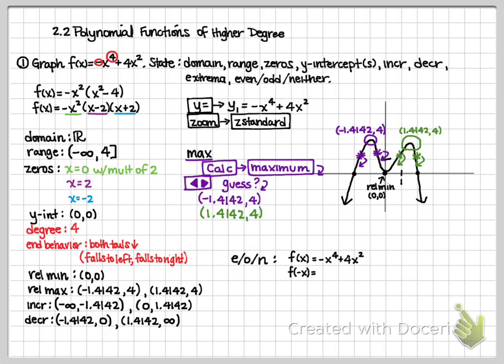So we have our f of x function, original, and remember to determine even, odd, neither, we're just going to plug in negative x and see how it compares to the original. So everywhere I see an x, I'm just going to plug in a negative x and see what happens.